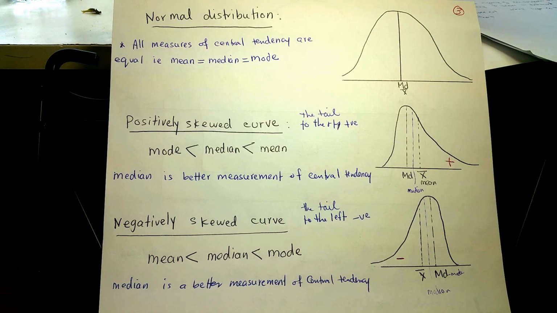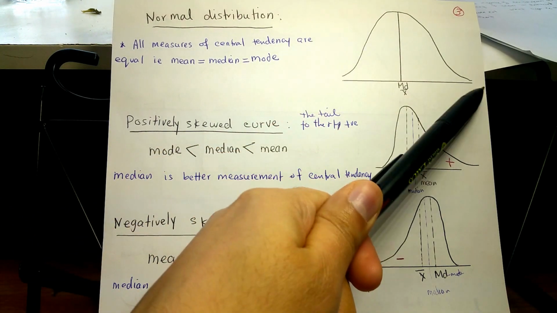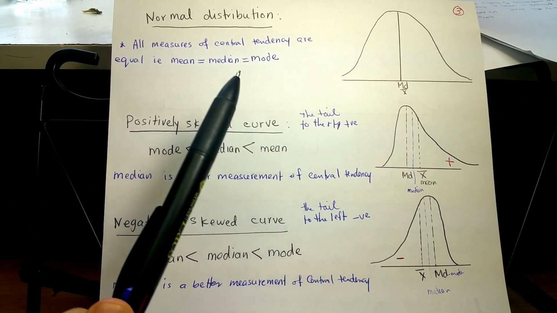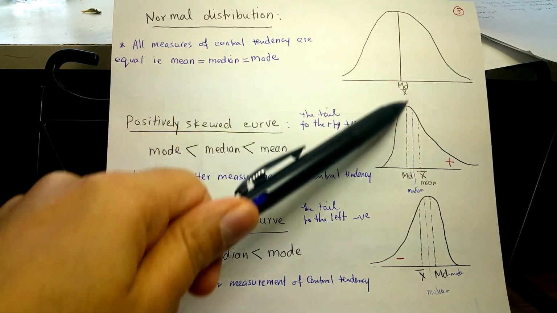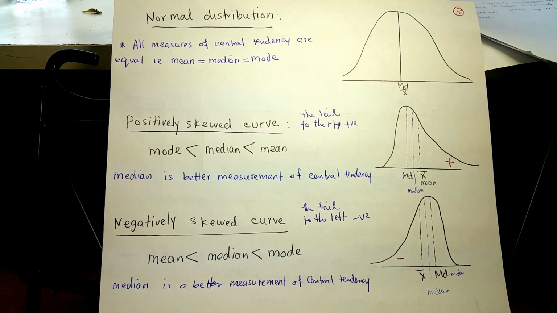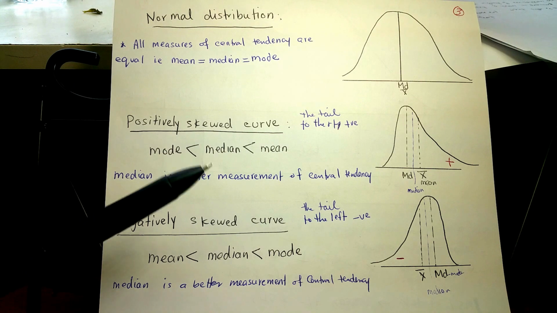So what's the normal distribution? This is a normal distribution curve. It's usually a bell-shaped curve. It's where the mean and the median and the mode are all the same, are all equal. But what happens if there is a positively skewed or negatively skewed curve?